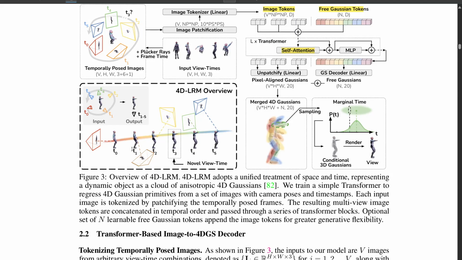Did model size matter? It did. They found, as you might expect, that increasing the model size generally improved performance, and that initialization strategy, using weights from a pre-trained 3D GSLRM. Did it help? Yes, it further enhanced performance and sped up convergence, so leveraging prior 3D knowledge was beneficial.